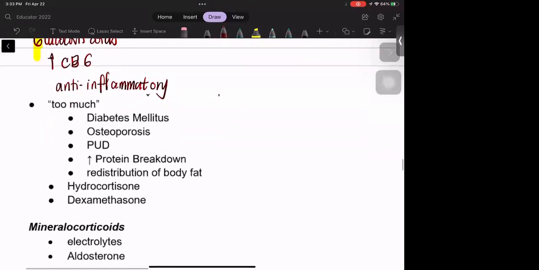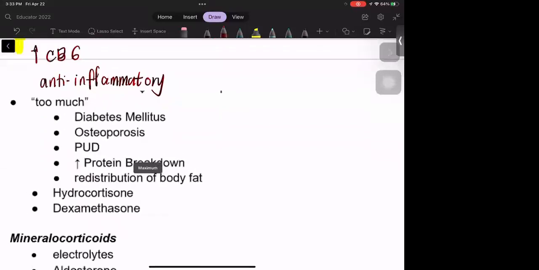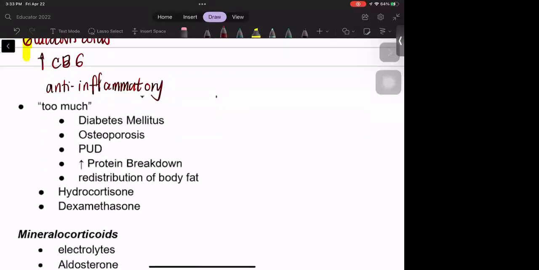Then, class, too much. If you have too much glucocorticoid, what can happen to you? Diabetes mellitus is on the list, because it increases your blood glucose. Osteoporosis, class, because the long-term effect of your steroids is that it also decreases bone mineral density.